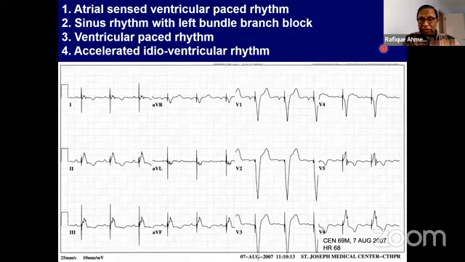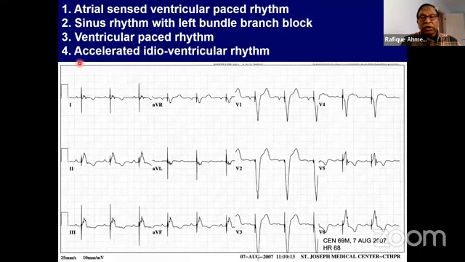So the majority answered. Both C and A are correct because it is, of course, ventricular paced rhythm. But before each QRS pacing spike, there is a P wave with a consistent relation. So you have to describe that. If you take that P wave before each QRS complex, which has a constant relation, that means it is sensing the P wave and pacing the ventricle. So the correct answer is atrial sensed ventricular paced rhythm.